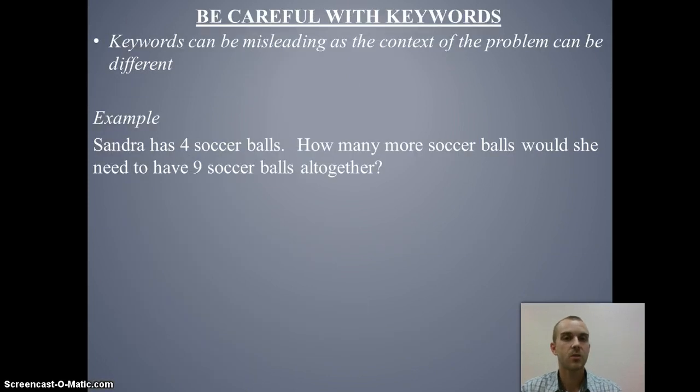Now we have to be careful with our key words because they can change the context of a problem. For example, the comparison problems are especially an issue with this. As you can see, some of those could be difficult for students to represent. So say we had this problem though. Sandra has 4 soccer balls, and you want to know how many more balls would be needed to have 9 balls altogether. Now those keywords are "more" and "altogether," and oftentimes that triggers in students' heads to add.